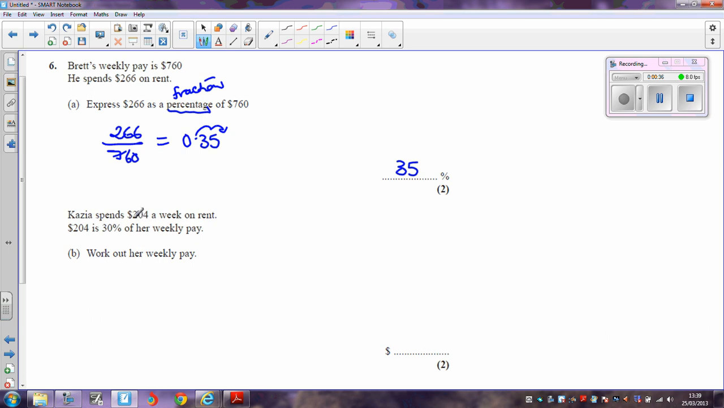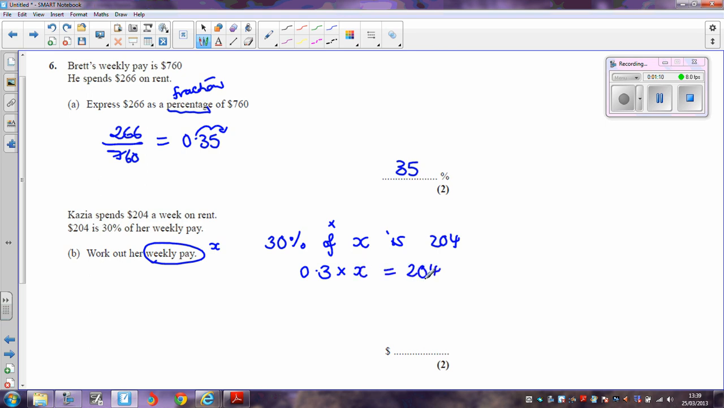Now, this question: Kazia spends £204 or dollars a week on rent, and that is 30% of her weekly pay. Now, her weekly pay is something that you don't know. Let's call it X. But what you do know is that 30% of her weekly pay, so 30% of X, is 204. Now, if you think of 30% as a decimal, that means 0.3, and of we can think of as a multiplication sign, 0.3 times something is 204.